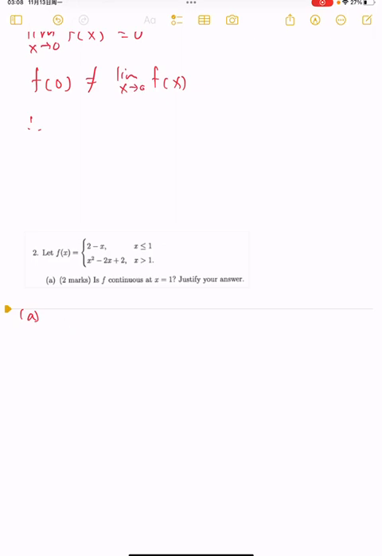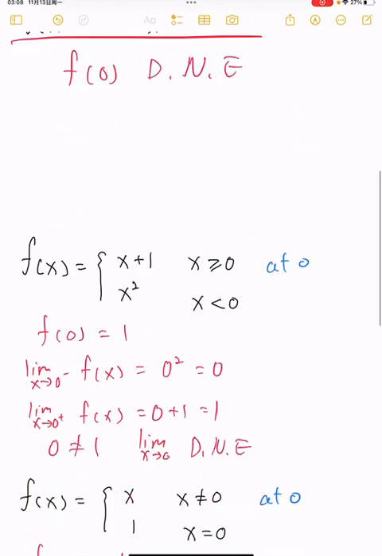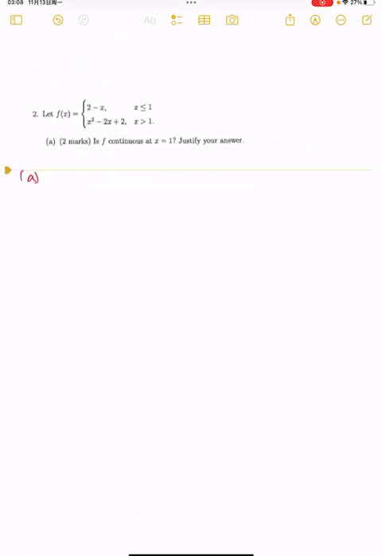Let's first check f of a. Does f of 1 exist? F of 1 equals 2 minus 1, which is 1. And let's check the limits. The limit of f of x as x approaches 1 from the negative side should equal the limit of f of x as x approaches 1 from the positive side.